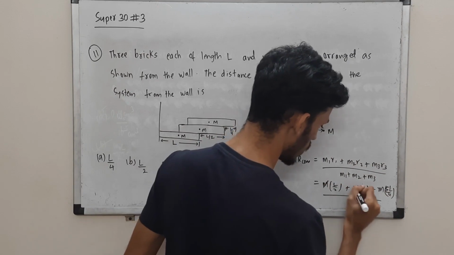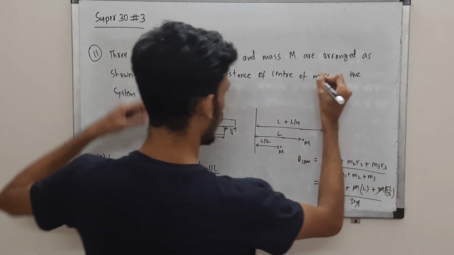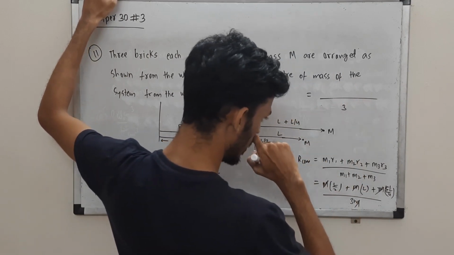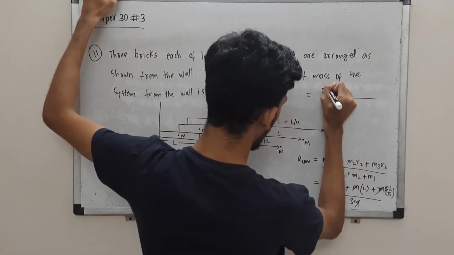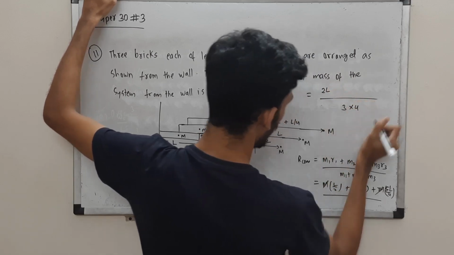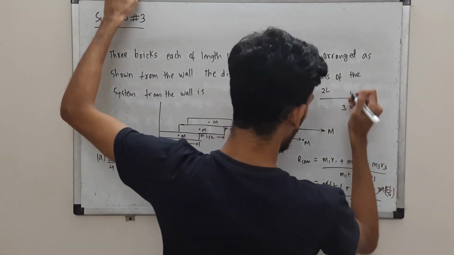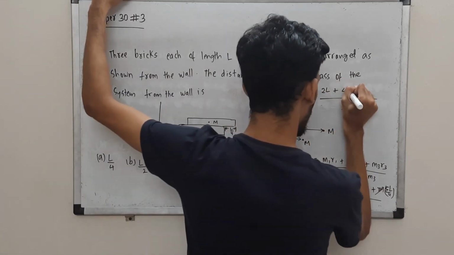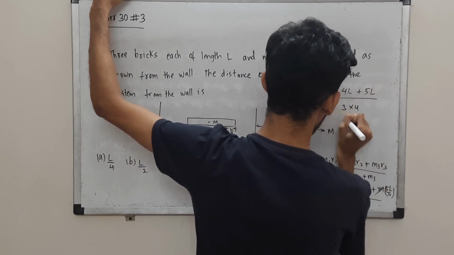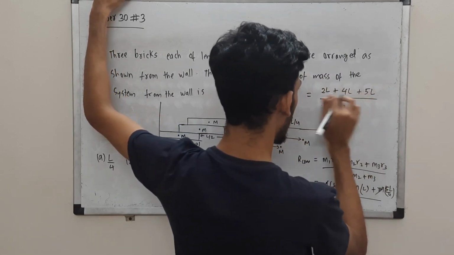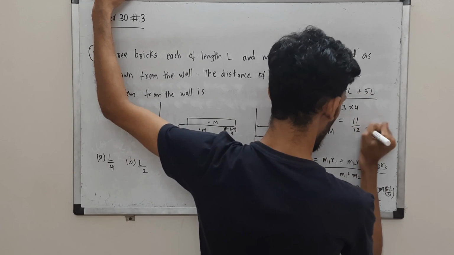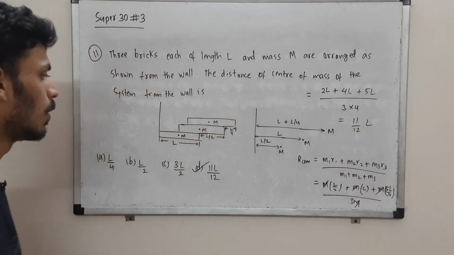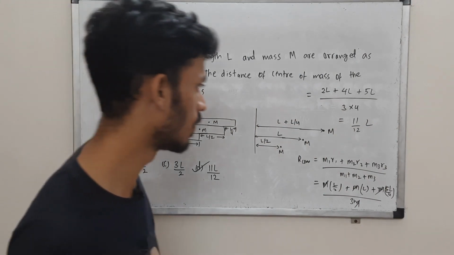So this m can cancel throughout, and we are left with 3 in the denominator, and we can take 4 as the LCM. So this will become 2L, this is 4L, and this will remain as 5L. So 4 will be multiplied over here, so you can compute, it's simple. This gives 9, 9 plus 2, 11, 11 by 12 L. Is that an option? Yes, option D. So 11L by 12 is the position of the center of mass from the wall.